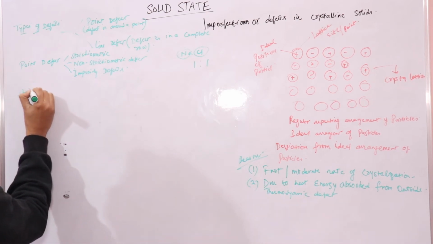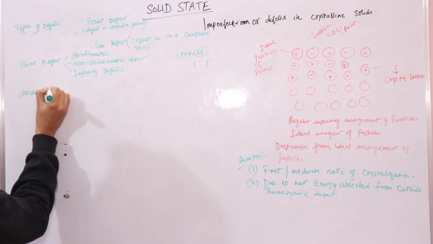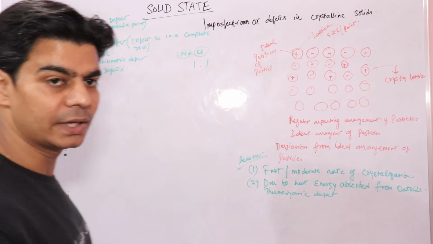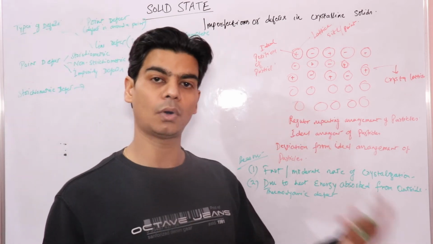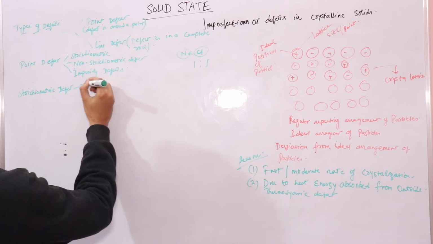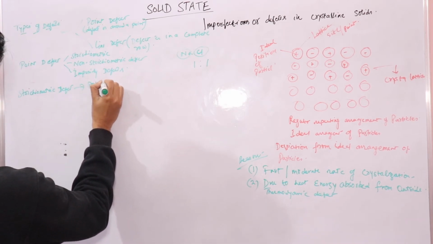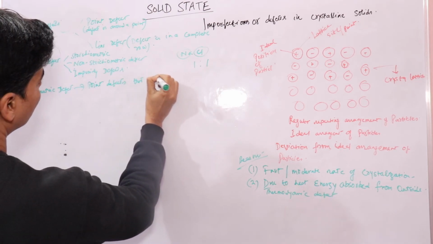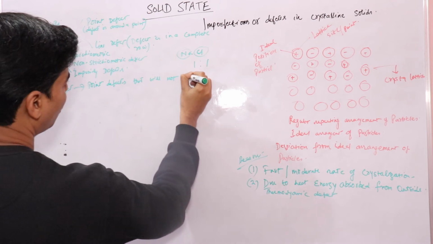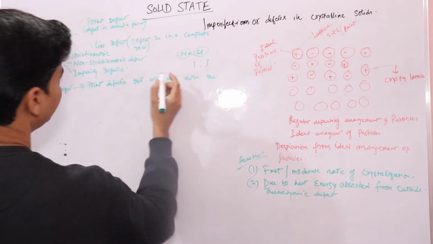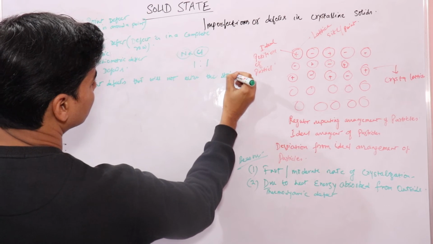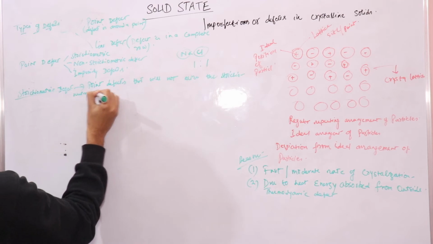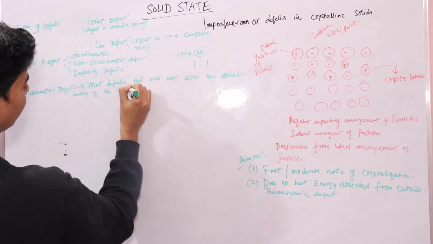So stoichiometric defects are those point defects that will not disturb or alter the stoichiometry of the compound.